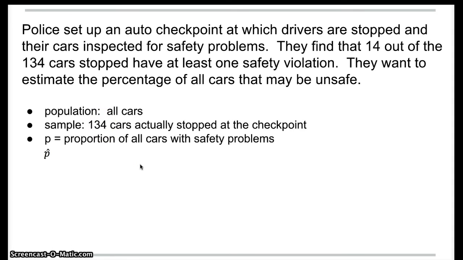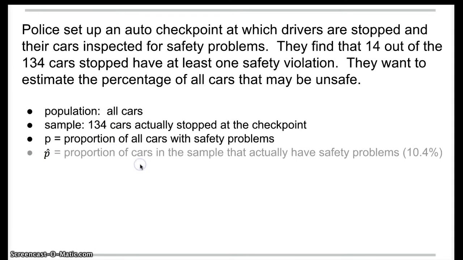The p is the proportion of cars with safety problems. The p hat is the proportion of cars in the sample that actually have safety problems, and that is 10.4%. And the way we got that is just doing 14 divided by 134.